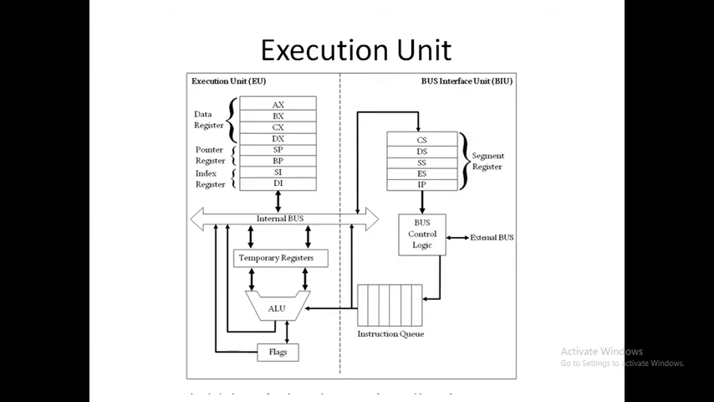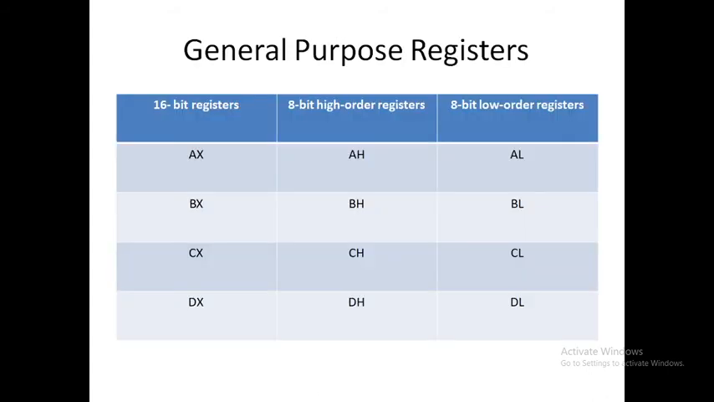First, the general purpose registers. There are four 16-bit general purpose registers, that is AX, BX, CX and DX. AX is the accumulator register; BX, base register; CX, counter register; and last one DX, data register. Each of the 16-bit registers is further subdivided into 8-bit registers as shown here. That is, AX is divided into AH and AL. AH is the 8-bit high order register and AL is the 8-bit low order register, but AX is a 16-bit register.